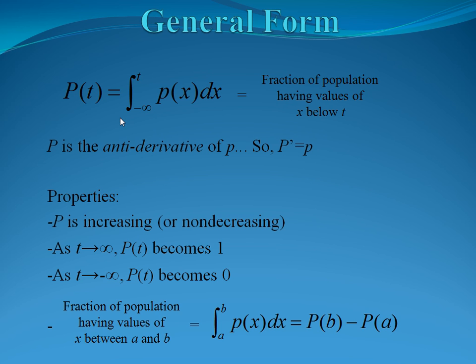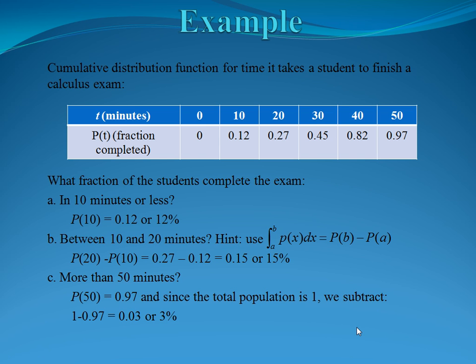Some of the properties of the cumulative distribution function is that P is increasing, so we're always accumulating area. As t goes to infinity, the CDF becomes 1, because eventually we have the entire population. And if you go backwards towards negative infinity, it's going to go to 0, because we had to start somewhere. So again, for the fraction of the population having values of x between a and b, we can use the fundamental theorem of calculus. It's going to be the CDF at the upper bound minus the CDF at the lower bound. So let's look at an example with a table.